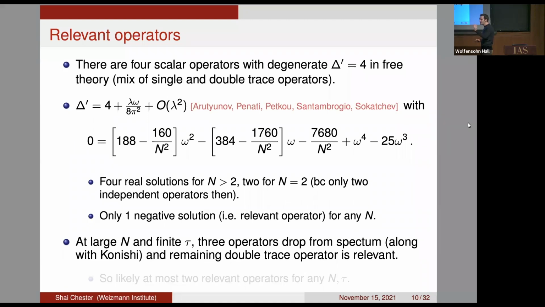And so we see that at weak coupling, there are 2 relevant operators. And at this large n very strong coupling regime, there's 1 relevant operator. And so it seems reasonable to conjecture that for any value of n and tau, there are probably just 2 relevant operators based on these various limits, what we have looked at. Okay, so this is the list of relevant operators.